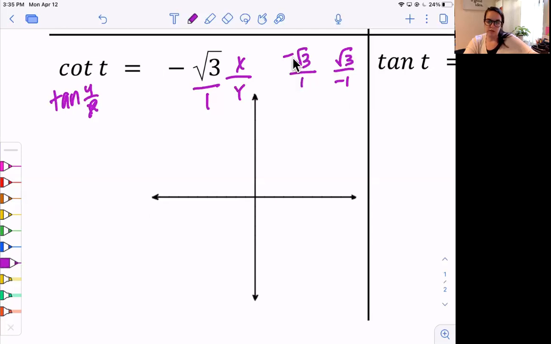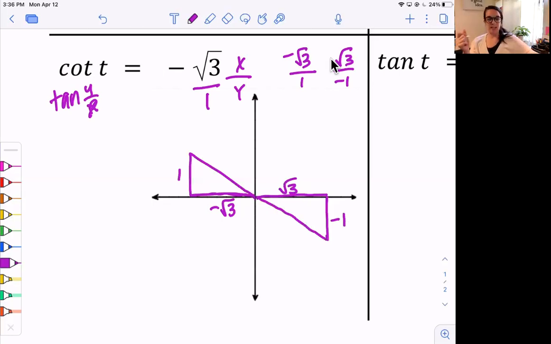So let's graph the first one here. Negative square root of 3 would be on my x over here, and then that's with a positive 1 for y, so it would be over here, like that. The other version is x is positive square root of 3, and y is negative 1 over here. So with tangent and cotangent, they're going to be like opposites of each other. Okay. So I'm thinking this is 1 and square root of 3.